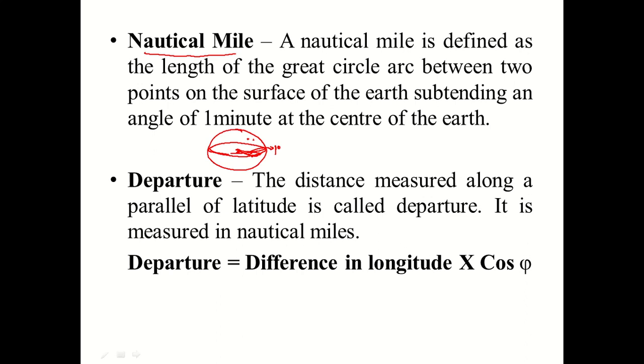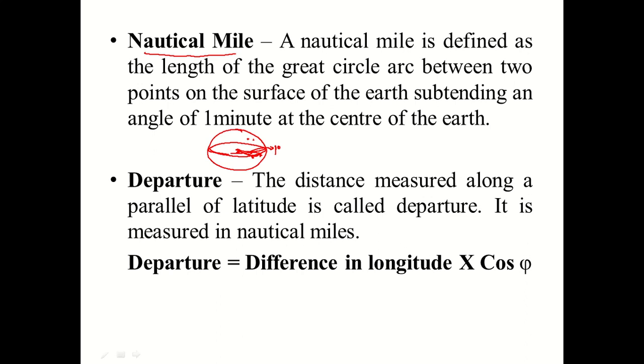So the nautical mile is the length of the great circle arc between 2 points on the surface of the earth subtending an angle of 1 minute at the center of the earth. So I think it is clear to you. The nautical mile is the distance equivalent to 1 minute angle corresponding to the points on the surface of the earth. Those points lie on the same great circle.